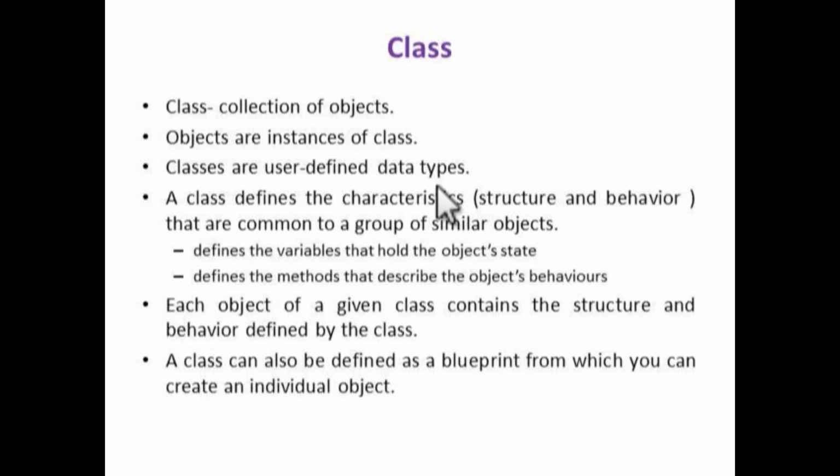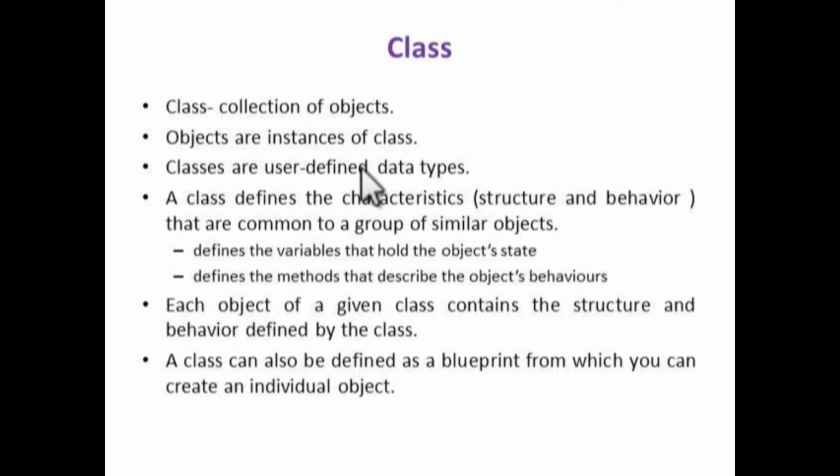A class is a collection of objects. We can say objects are the instances of the class. For example, if I am taking an apple, mango or a banana, these are all considered as objects. The collection of these objects can be considered as a class, Fruit. On the programming side, we can take this class as a user defined data type. It is used to define the structure and behavior of a particular object.